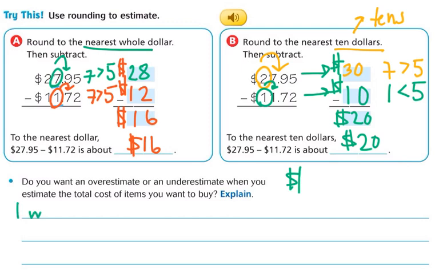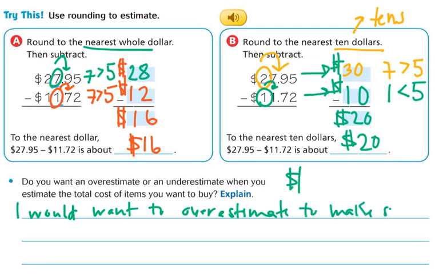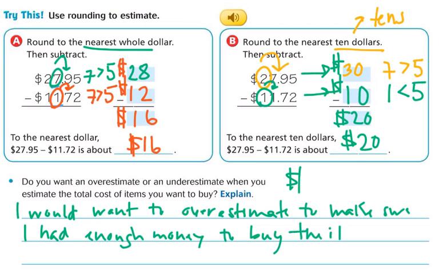So you would say, I would want to overestimate to make sure I had enough money to buy the items. So remember, when you're dealing with money, you always want to overestimate when you go to the store. You don't want to underestimate, because if you underestimate, you won't have enough money to buy all the items, which would be kind of a bummer.